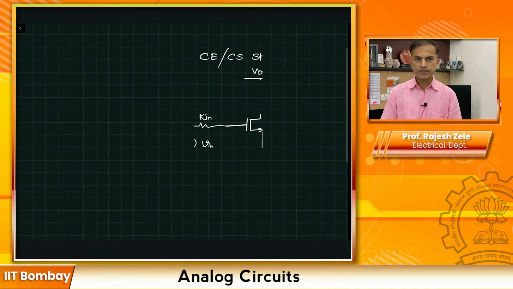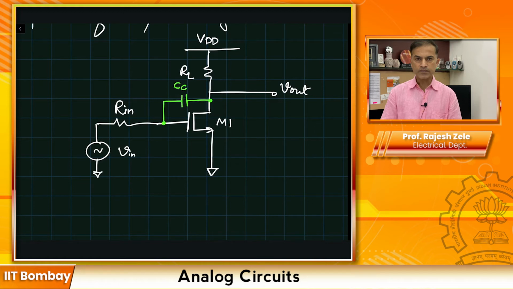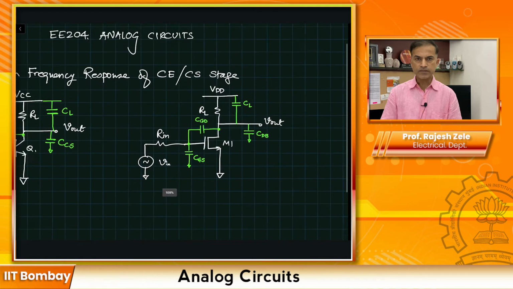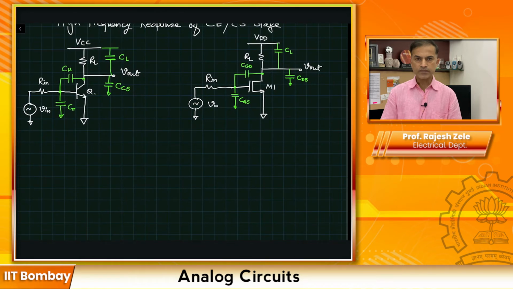Similarly, for MOSFET stage, we have CGD, which is gate to drain capacitance, which is an overlap capacitance when the MOSFET is in saturation. CGS for saturated MOSFET, and we have CDB, drain to bulk capacitance, and then we have CL, which is the load capacitance or the capacitance representing loading from the next stage. So let's try to analyze both circuits together one at a time and then draw parallels from it.